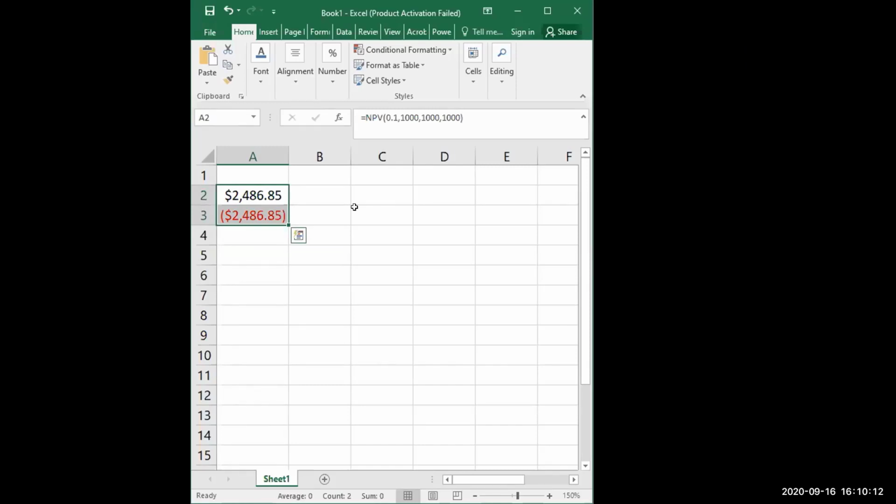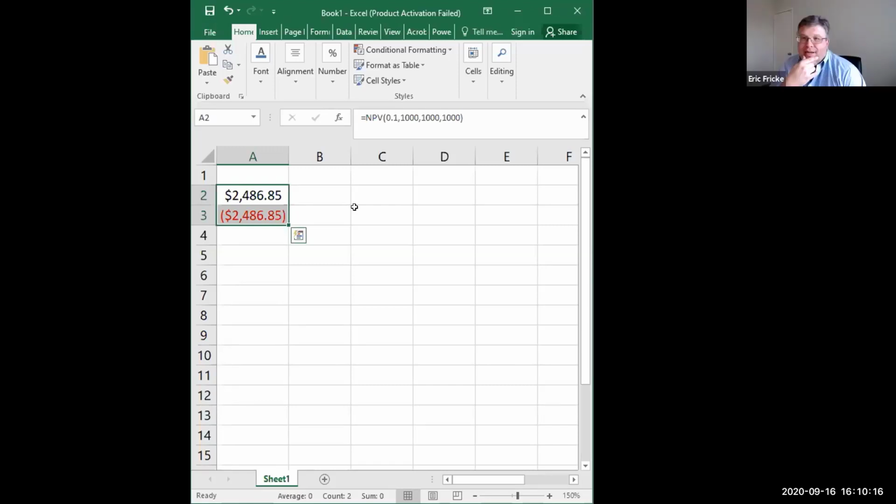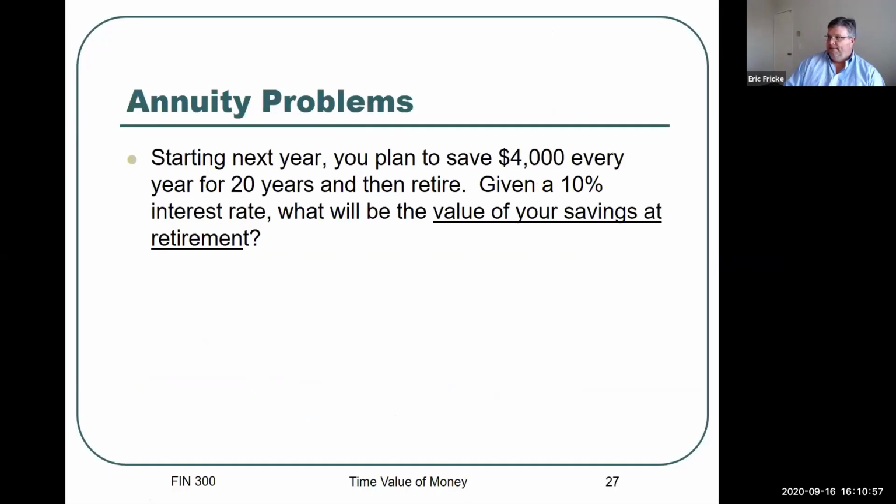Oh, I will say, there are a couple of problems that are very hard to do with the calculator. So if you want to do the math by hand, when you're figuring out the internal rate of return, you're going to have a hard time. And maybe we can talk about that at the end of class today.